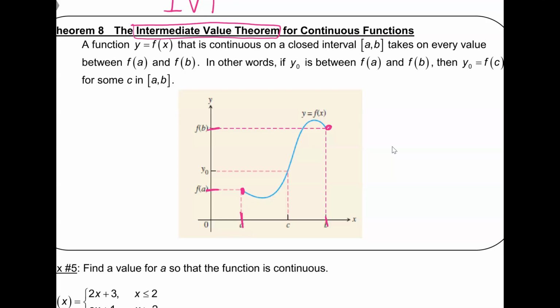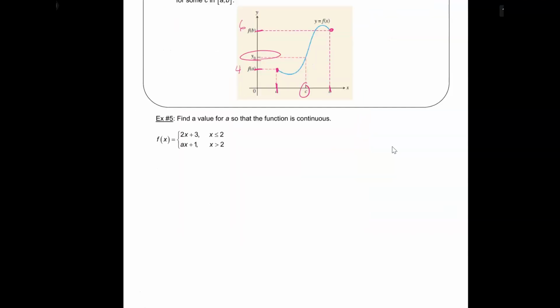Literally, all I'm saying is, here are the two y values. If I say this is like 4 and this is 6, my y value of c will be somewhere in between there. So my function takes on every value between the two y values. So if I have y naught, which is the y value of my x value in the middle, and it's between them, then I can say it's equal to f of c for some c on this interval. Okay, let's do the example.